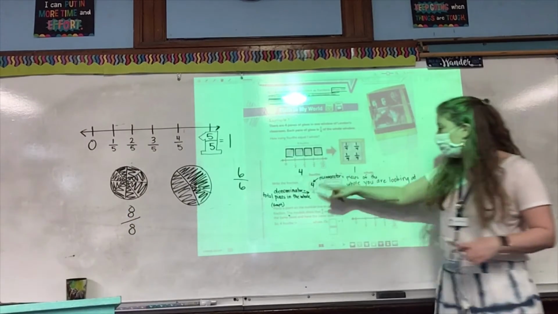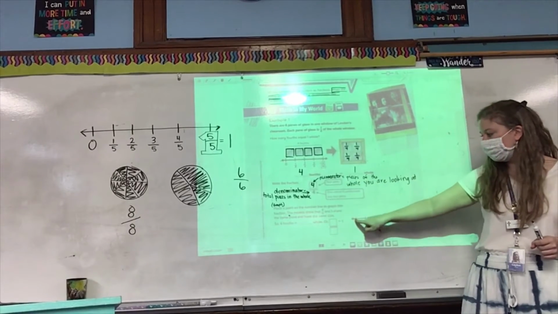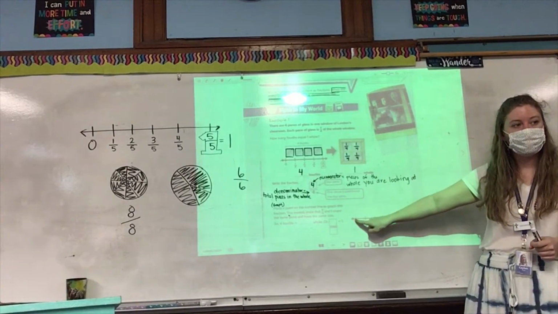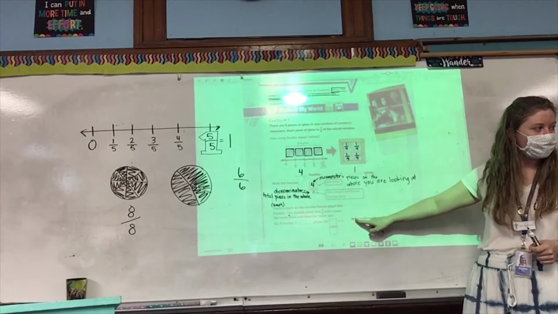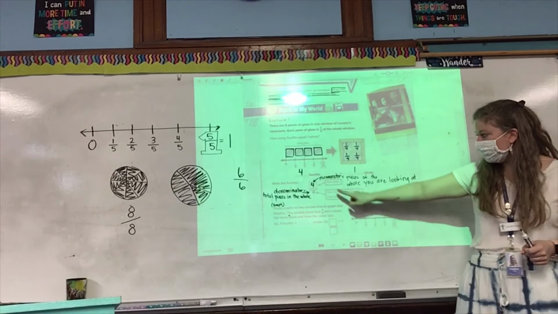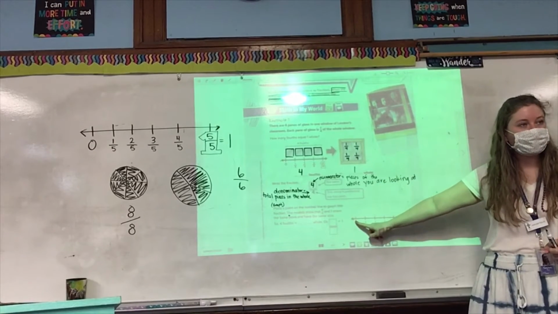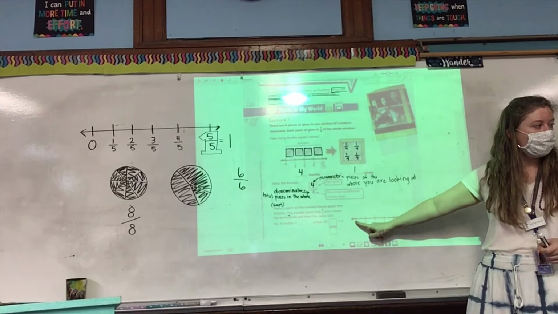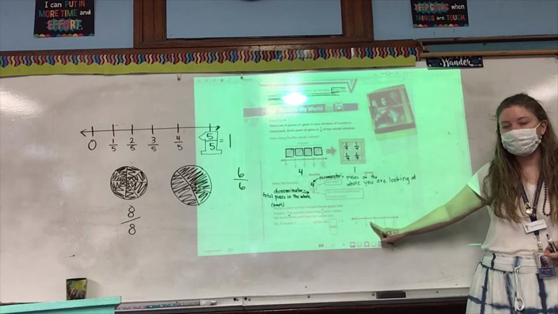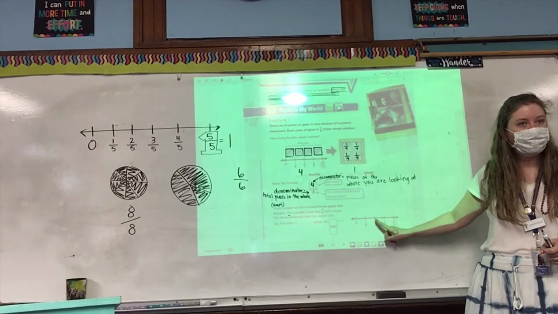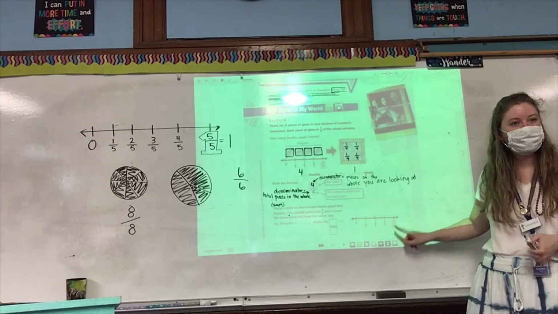So, if we want to show this fraction on our number line, are we going to put it at the 0 tick mark? Show me. Some of you are not listening because I don't see you moving at all. If we're trying to show this fraction, 4 fourths, are we going to put it at the 0 tick mark? What about the 1 fourth tick mark? What about the 2 fourths tick mark? 3 fourths? 4 fourths?